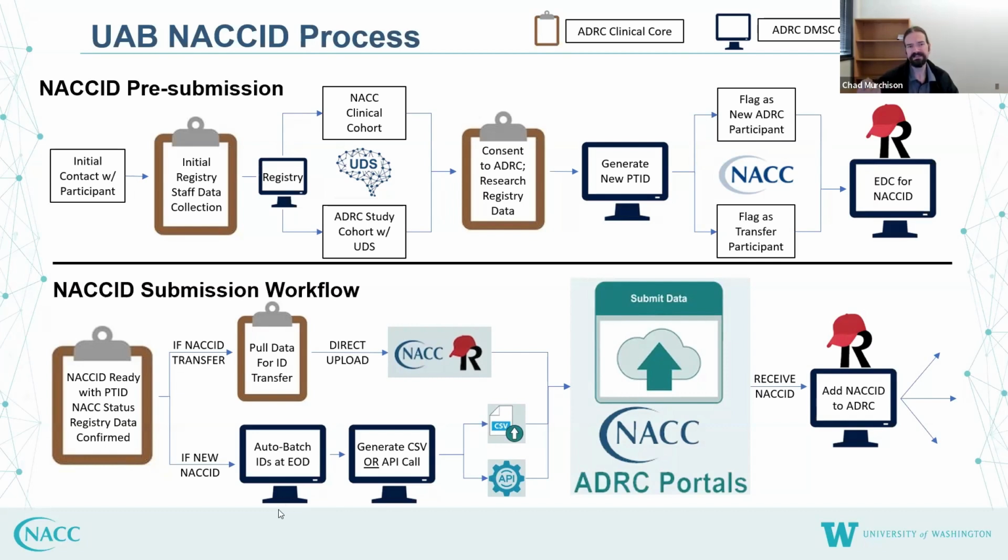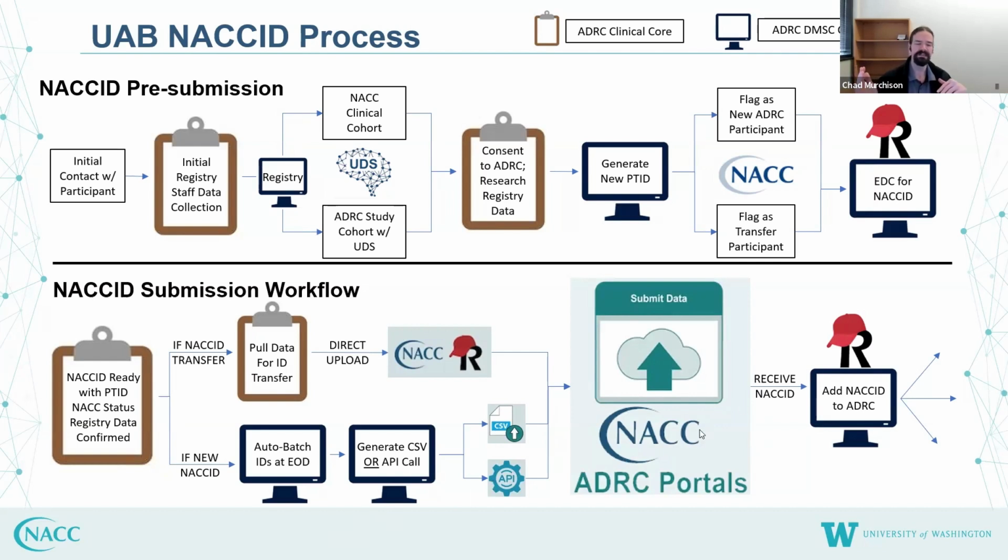We can either generate a CSV for direct upload following the methods just described, or we can do the aforementioned API call. We're planning on beginning with the CSV generation simply because we know it's a little easier to work with. It allows us to have a bit of human curation on it, but ultimately we would like to transition out to the API call. Regardless of which of these three methods we do, we know it's all going to the NACC data submission system right there in the middle.